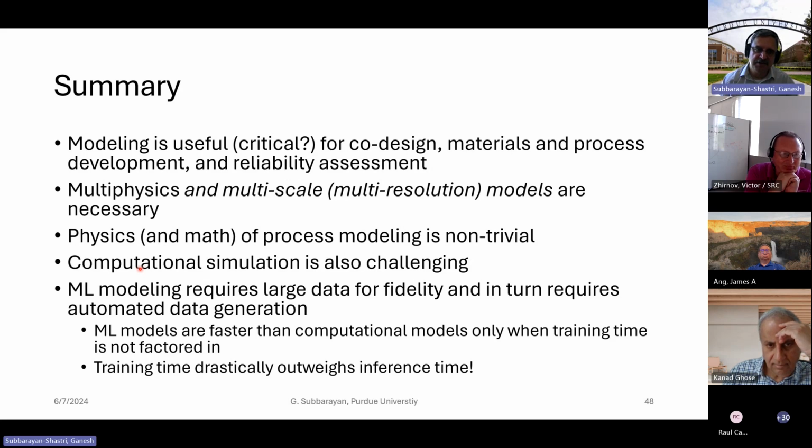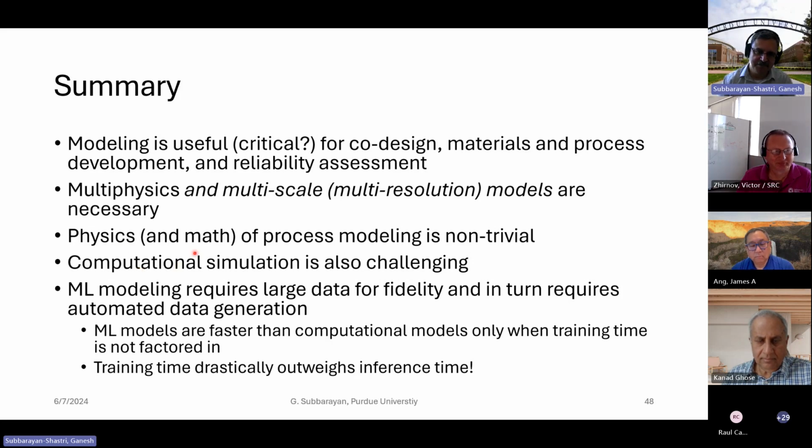And not only do we need multi-physics models, but we also need multi-scale models. Multi-physics because any interfacial phenomena is a very complex interaction of multiple driving forces, including electrical, thermal, mechanical driving forces. You also need multi-scale models because the driving forces are applied at larger length scales, whereas the failure phenomena or other phenomena are occurring at much smaller length scales.